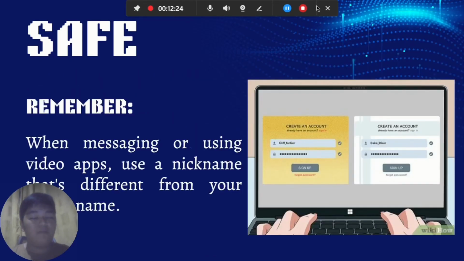But remember, when messaging or using video apps or accessing any type of tools on the internet, it is always advised to use a nickname that is different from your real name, as using your real name on the internet could be used against you or could be used somewhere else without your permission. So it is always good to create a second name on the internet for yourself in order to avoid being hacked or having it used somewhere else without your permission.